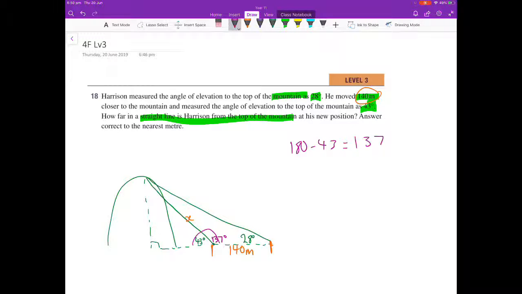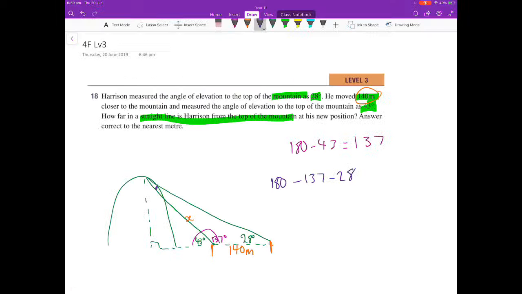We can, of course, now use our sine rule as we've got our two angles and two sides. Of course, the angle we needed for the 140 is the one up that top end. So again, interior angles in a triangle add to 180. Take the other two parts away to get our angle up there. 15. So our 15 is opposite our 140 side, and our 28 is opposite our x.